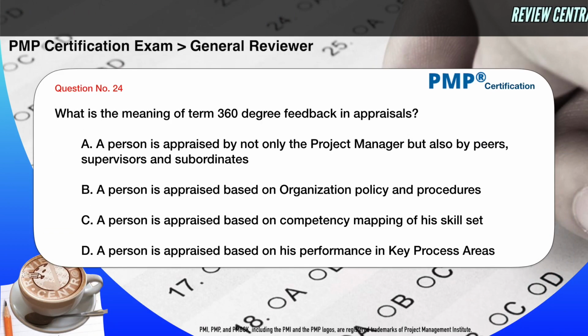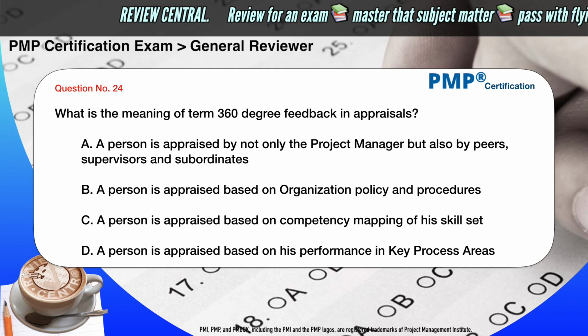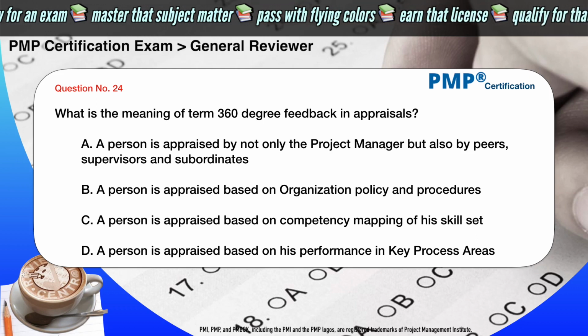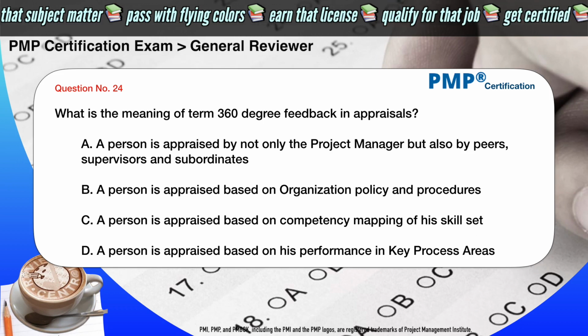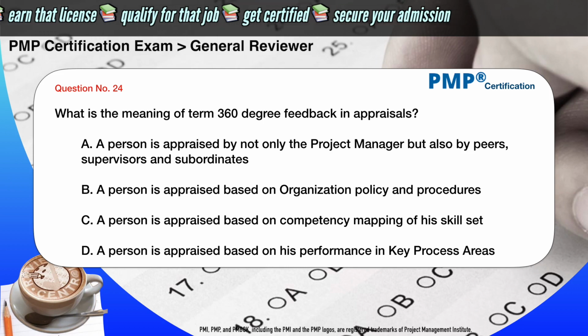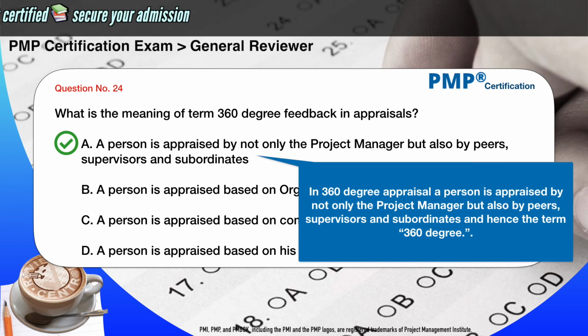What is the meaning of the term 360-degree feedback in appraisals? A. A person is appraised by not only the project manager but also by peers, supervisors and subordinates. B. A person is appraised based on organization policy and procedures. C. A person is appraised based on competency mapping of his skill set. D. A person is appraised based on his performance in key process areas. The correct answer is A. A person is appraised by not only the project manager but also by peers, supervisors and subordinates. In 360-degree appraisal, a person is appraised by not only the project manager but also by peers, supervisors and subordinates, and hence the term 360-degree.